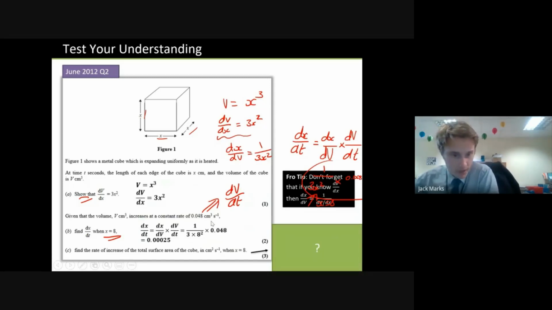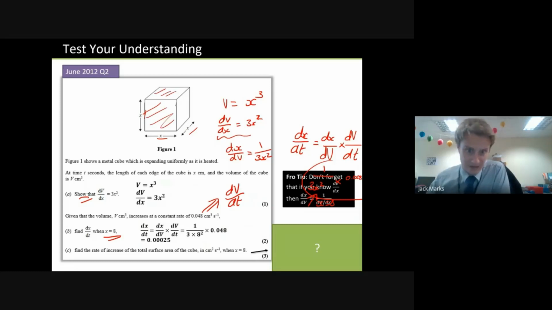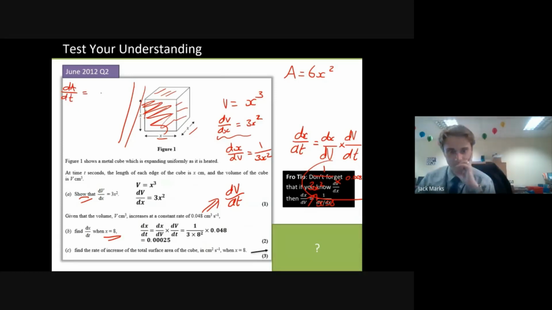Find the rate of increase of the total surface area. Total surface area, that means this face and that face and that face, all of the faces. So the area, I'm using A for total surface area here, is going to be equal to this square, that's x squared, and there will be 6 of them. So there will be 6x squared. Find the rate of increase. So they're talking about the rate of increase of the surface area. They're talking about dA/dt, aren't they?